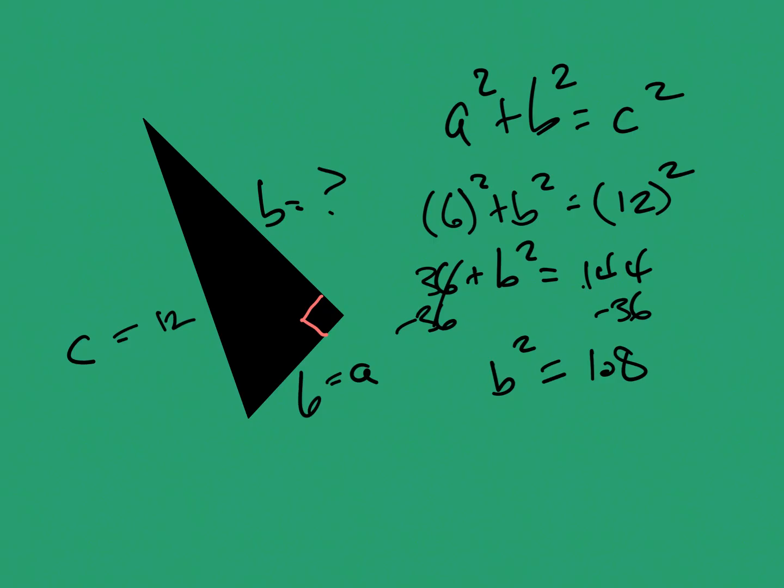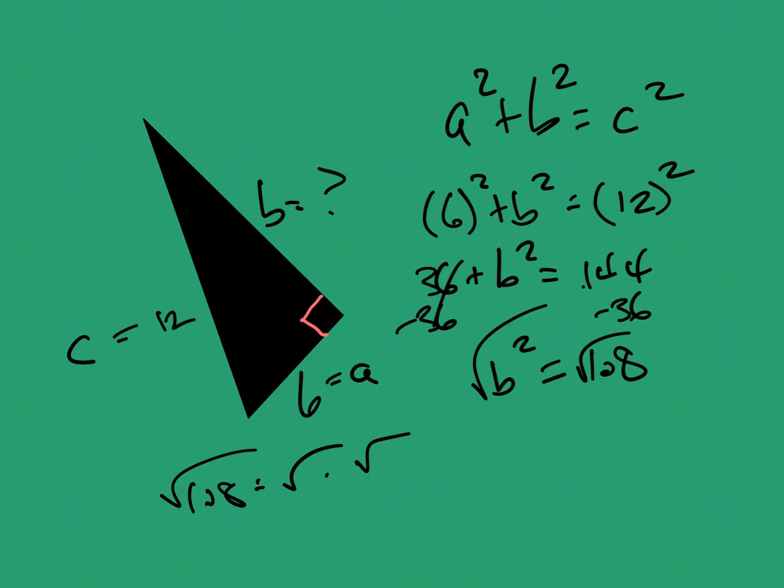Is 108 a perfect square? Is it on the list? It is not on the list. So, take the square root of both sides, right? You're going to need to take the square root. So, if we're looking to break down 108, I'd probably say 49 is probably the first number you'd start with. That's going to be 98 twice.